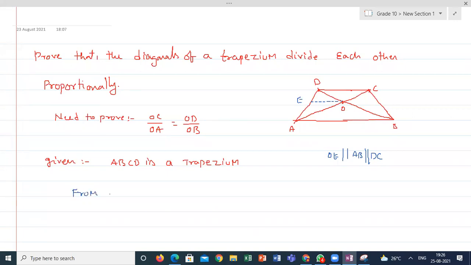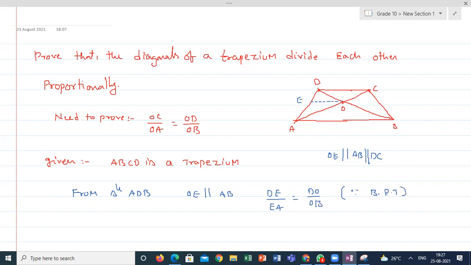From triangle ADB, OE is parallel to AB. So according to the basic proportionality theorem, DE by EA is equal to DO by OB. Basic proportionality theorem.